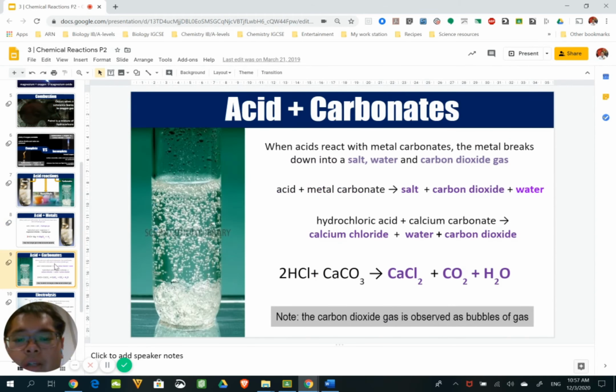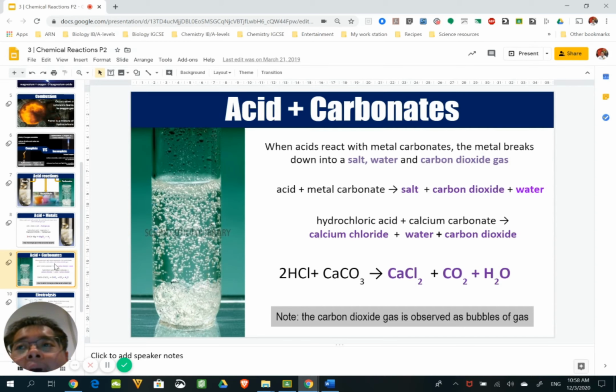The next is the acids reacting with carbonates, right? Carbonates are basically compounds that release carbon dioxide. Hence, if you were to think of drinking Coke, for example, Coke does contain carbon dioxide. And we do know that all carbonated drinks, all fizzy drinks, will have carbon dioxide. And it can be observed as bubbles of gas, okay? So you basically have this here that you will need to look into.